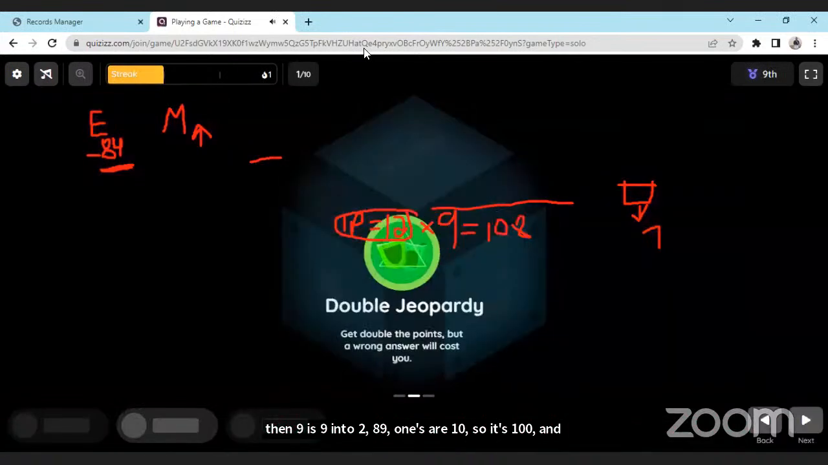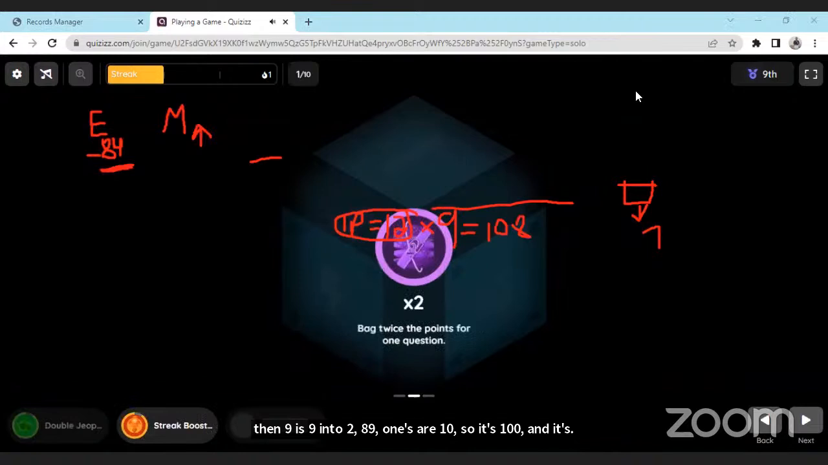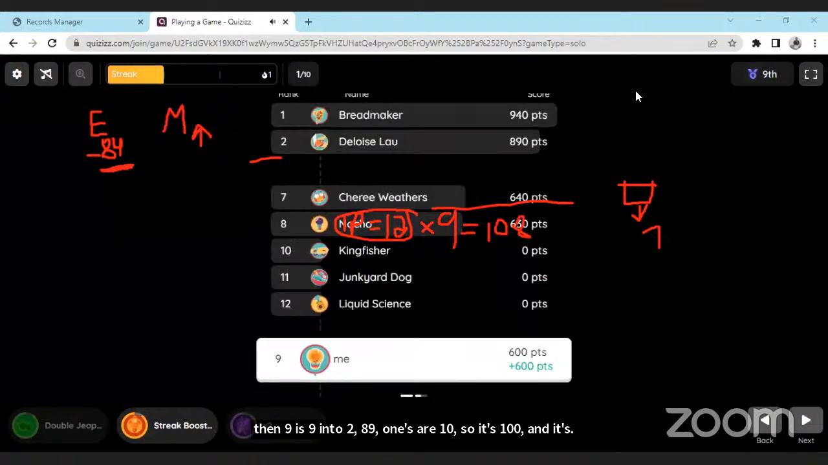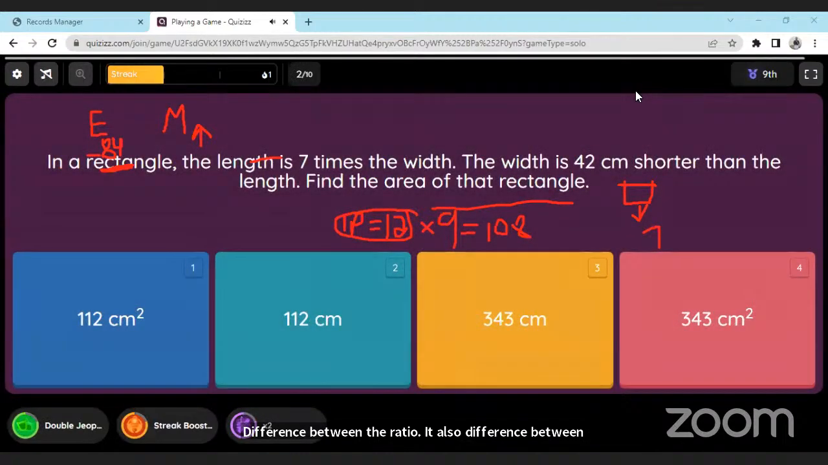Did you get it, Nilofer? Did you get it? The difference between the ratio equals the difference between the amounts. Did you get it, Melissa? Victor?